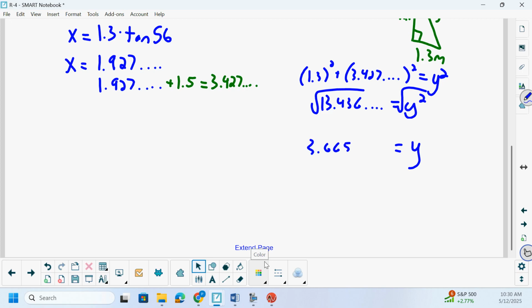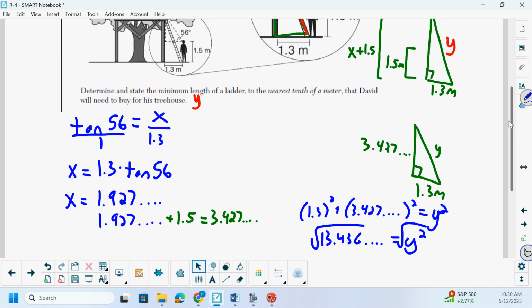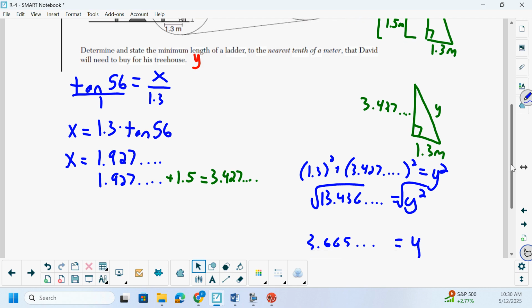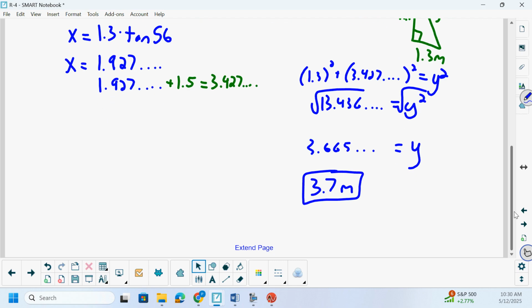And now this is our final answer, so this is where we round. We wanted to the nearest tenth of a meter, so we're going to have 3.7 meters. They will always tell you what the units are in the question, so you shouldn't have to guess. They'll tell you what the unit is that you're rounding to. So just read the question. It'll always say that.